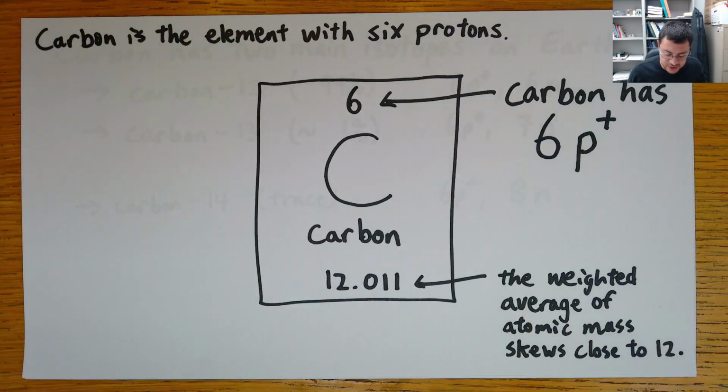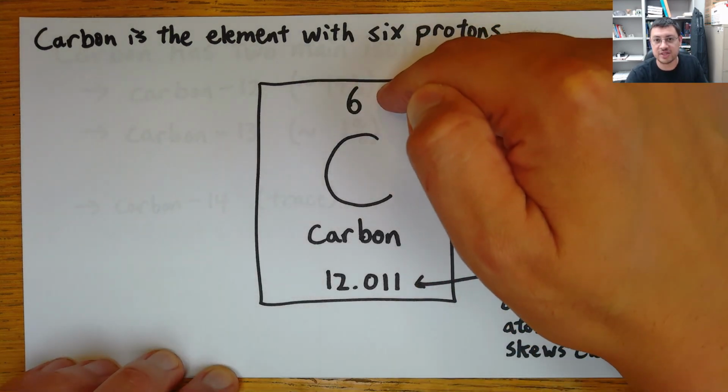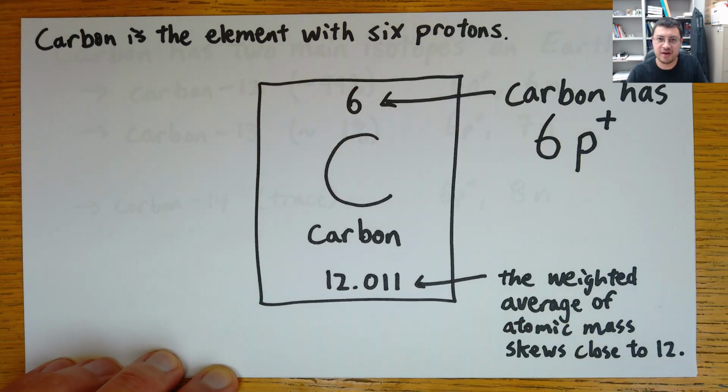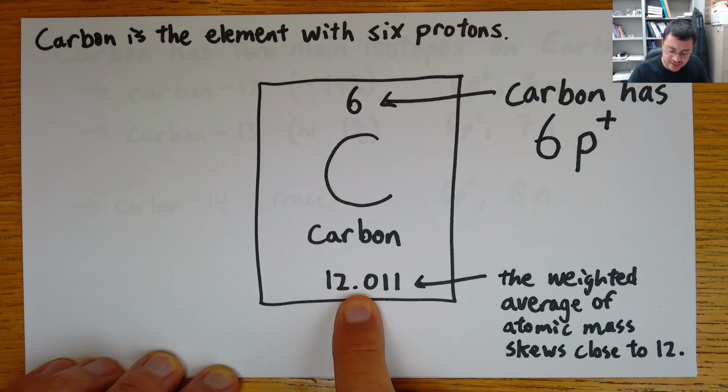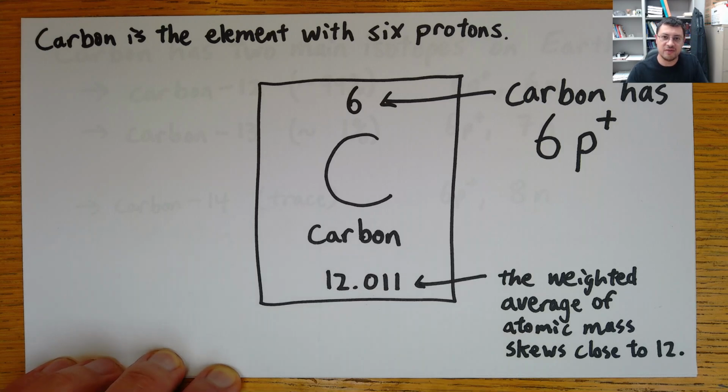All right, so just a review. When we're looking at an element tile on the periodic table, we have these pieces of information. You have the atomic number at the top, which tells you the number of protons you have for that element. We're going to be working mostly with the example of carbon today. Carbon, by definition, is an atom with 6 protons in it. Here at the bottom, we have the atomic mass. I like to think of it as a weighted average of atomic masses for the different isotopes.